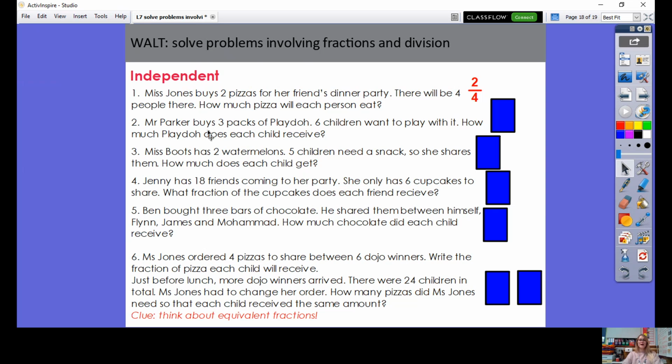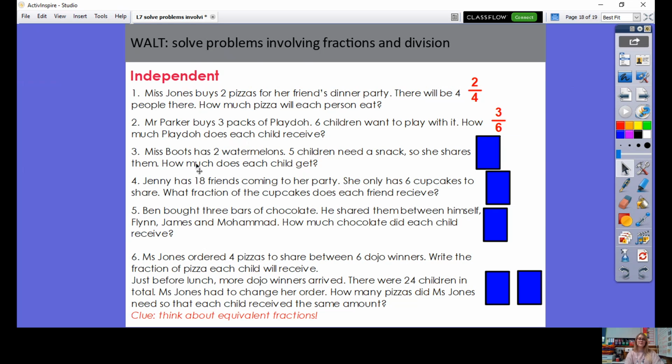Okay, number 2, Mr. Parker buys 3 packs of Play-Doh. 6 children want to play with it. How much Play-Doh does each child receive? So there are 3 packs of Play-Doh, so that is what is being shared, and then 6 children that it is being shared between. So similarly to our first one, my 3 needs to be my numerator, and my 6 is my denominator. Each child would get 3 sixths.